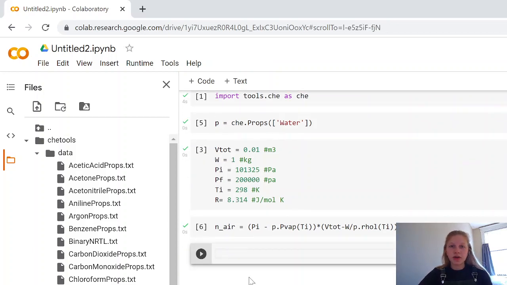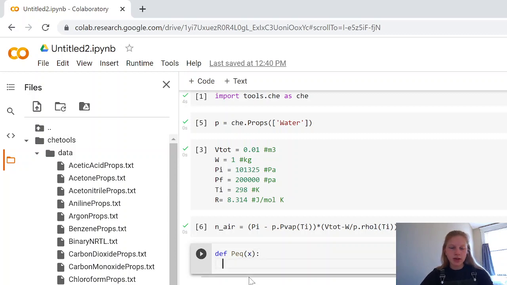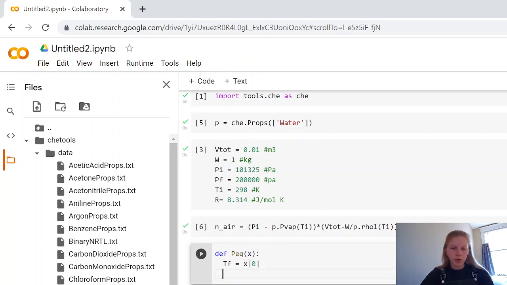Now all we have to do is define our function that we want to use, then the root function in Colab to solve for when the function goes to 0, and then we can get our final temperature. So we're going to define our function here. Let's just call it pressure equation at x, right? And then we want it to be the final temperature, and we want it to give us the first value in the list. Okay.